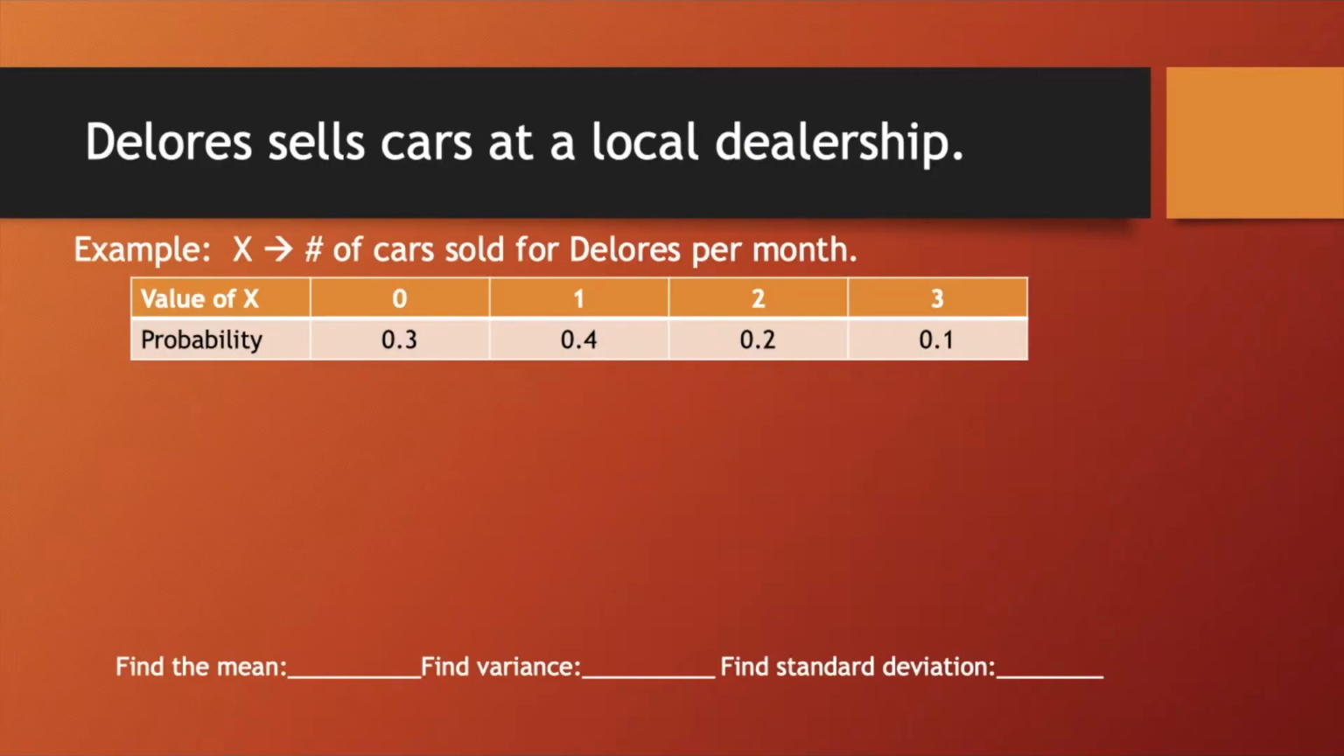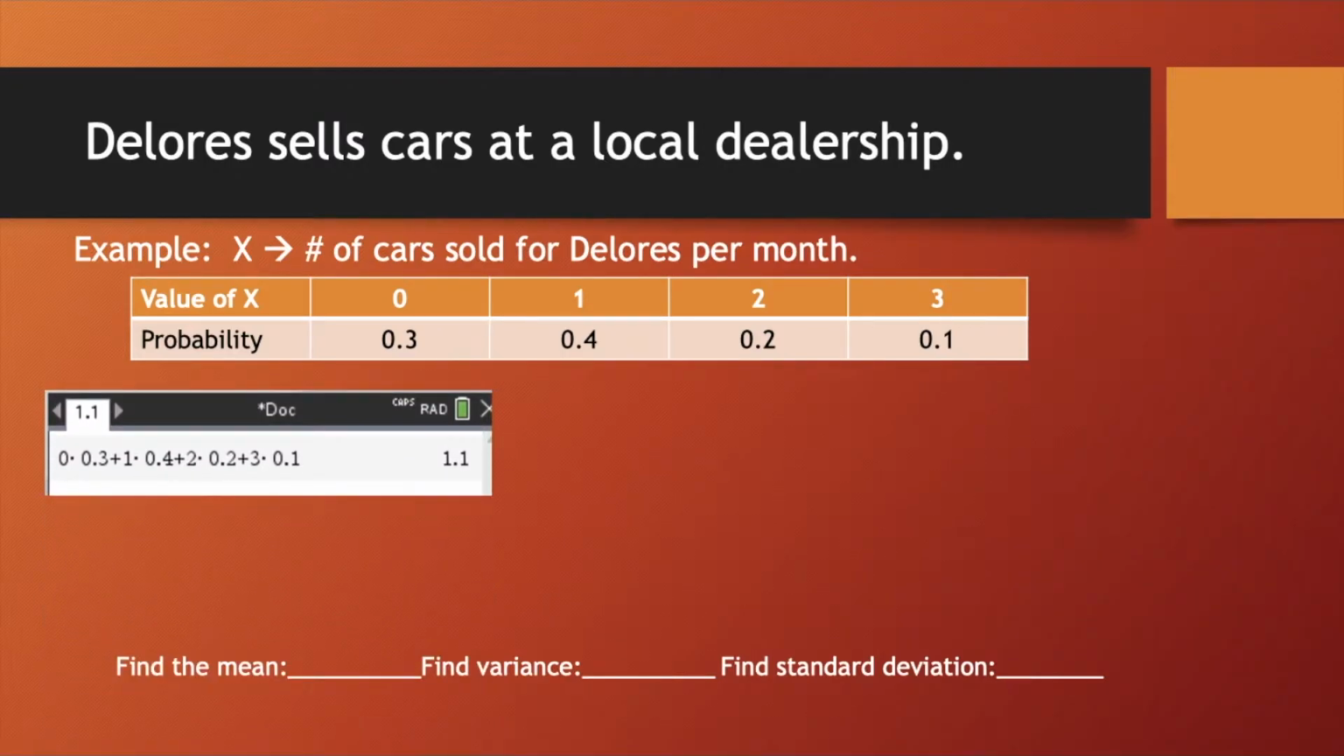So we're going to start with an example. Dolores sells cars at a local dealership. The distribution X is the number of cars sold by Dolores per month. She sells 0 cars at a 0.3 probability, 1 car at 0.4, 2 at 0.2, and 3 at 0.1. So pause the tape for a moment so you can practice finding the mean, variance, and standard deviation of this distribution.